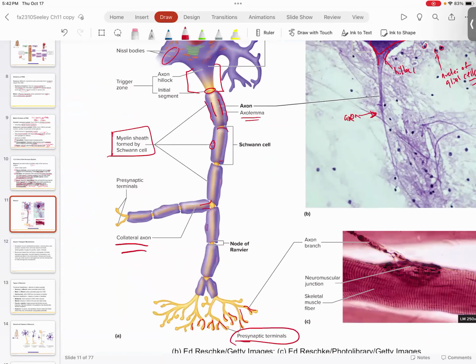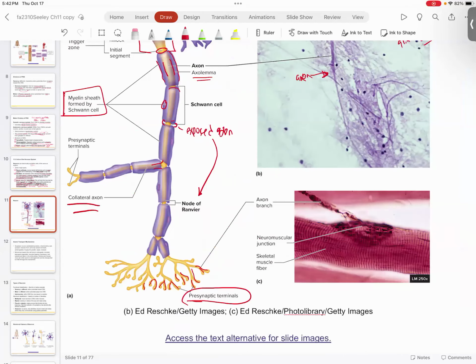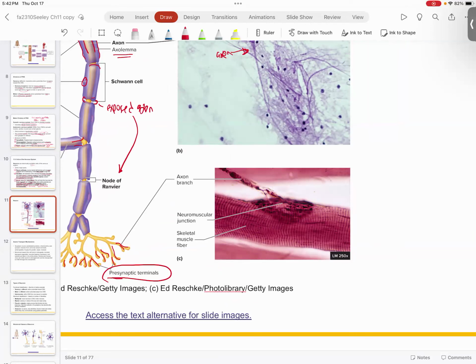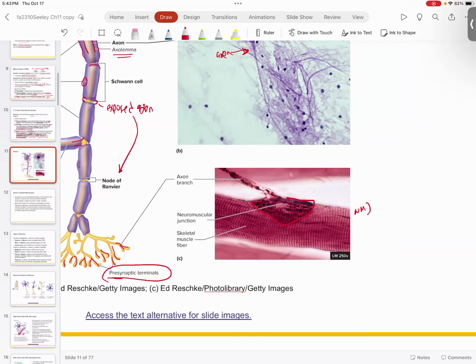Now, one thing I do want to mention, because we're going to be talking about it later when we talk about propagation of an action potential, is that in between these wrappings of Schwann cells, you're going to notice these little open areas of exposed axon. Those are intentional. Those are what we refer to as the nodes of Ranvier, or the axonal nodes. And so this may look familiar to you. This is a neuromuscular junction here. You can see you've got the axon branch coming out. This is that little terminal foot where it interfaces with the muscle fiber itself.